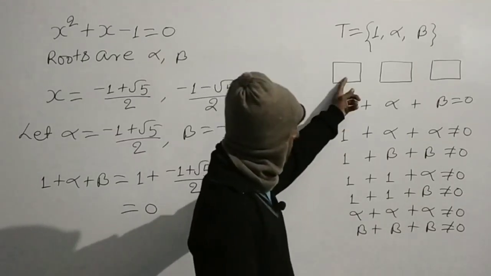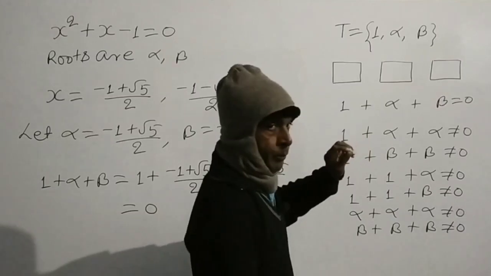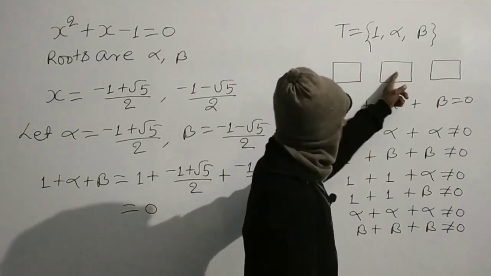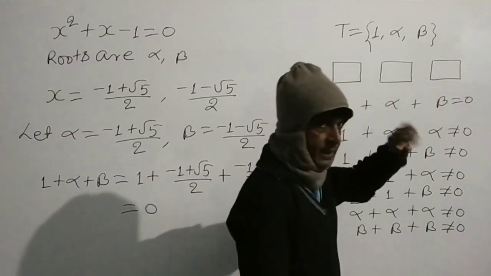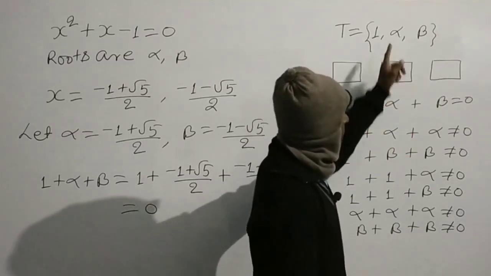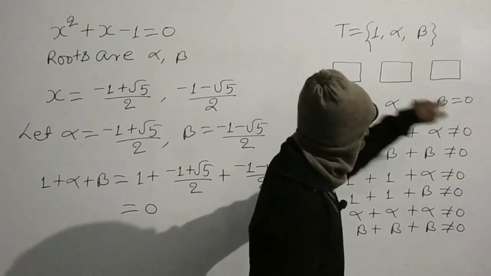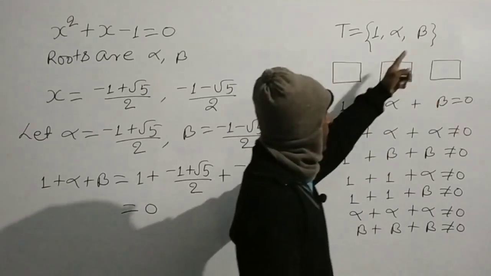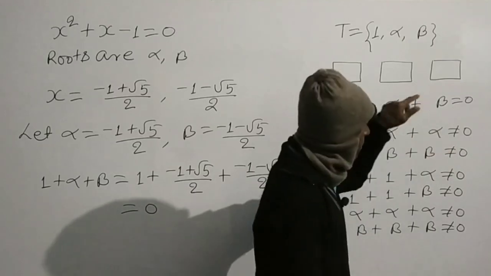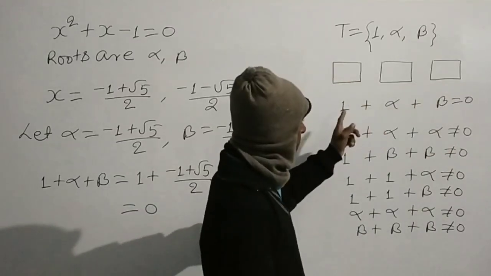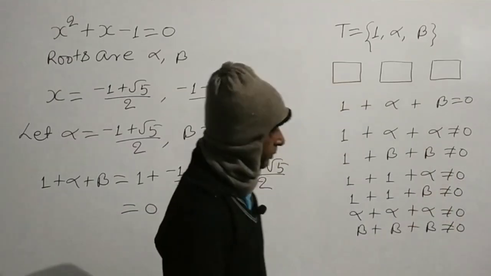That means the sum can be 0 only if 1 occurs at any one of these three places, alpha occurs at any one of the remaining two places, and beta occurs at the remaining third place. Only then can the sum be equal to 0.